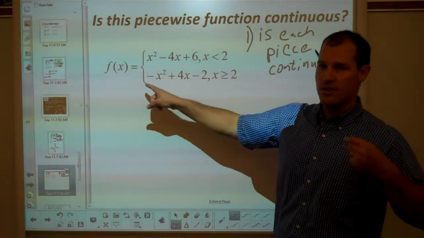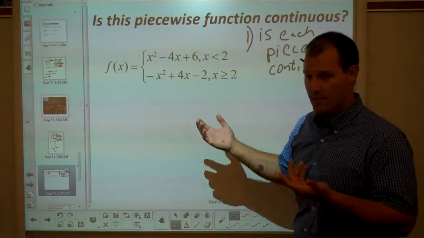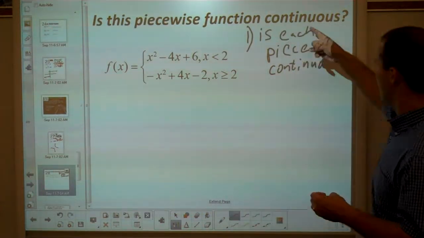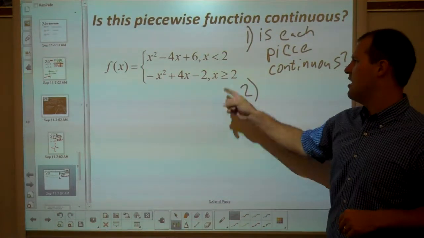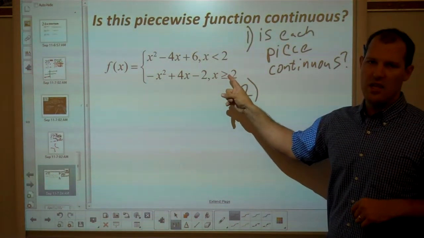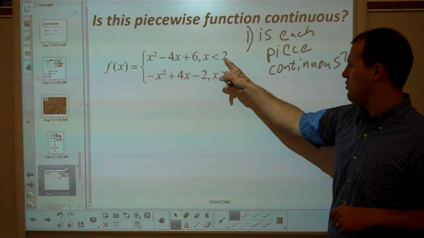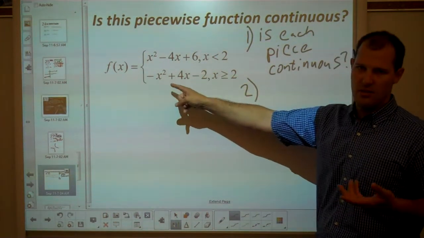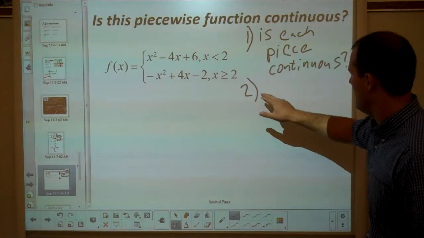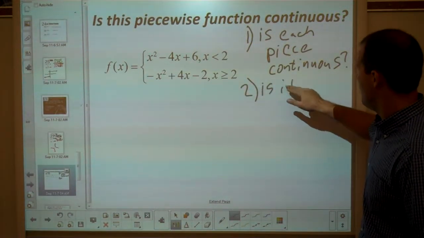Second piece, it's also a parabola. Awesome. So it checks out as well. So we've satisfied this, the pieces are continuous. The other thing we then have to test is, do we have continuity at the overlap point? So where we hit 2 on an x value, we switch from this piece to that piece of the function. Is it continuous at that point? So let me write that out. Is it continuous?